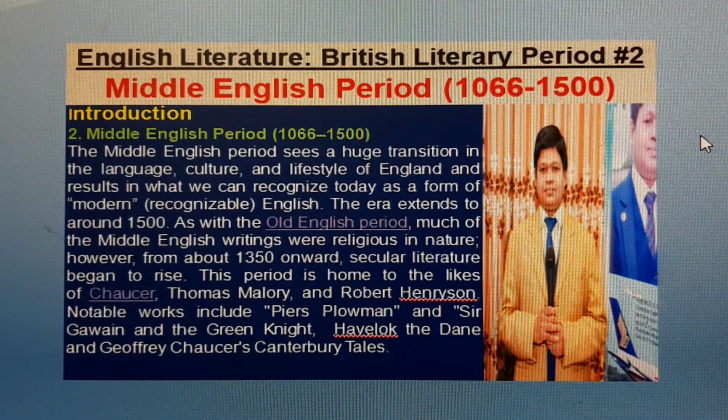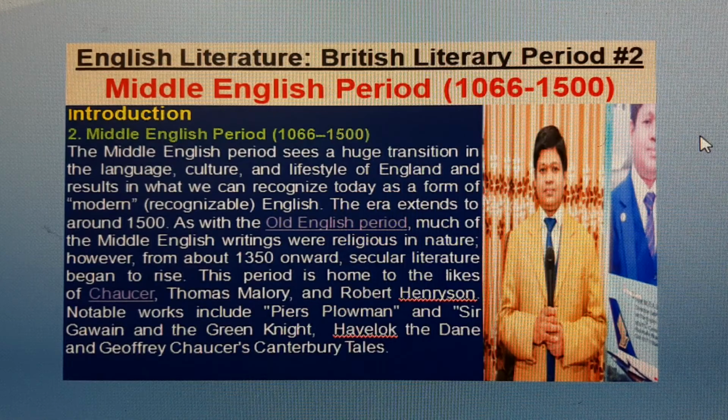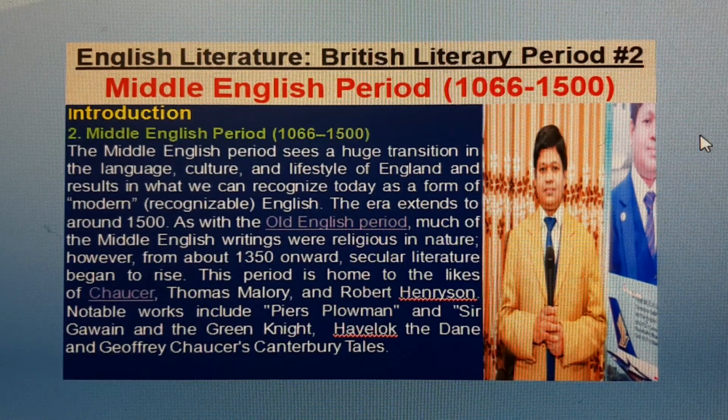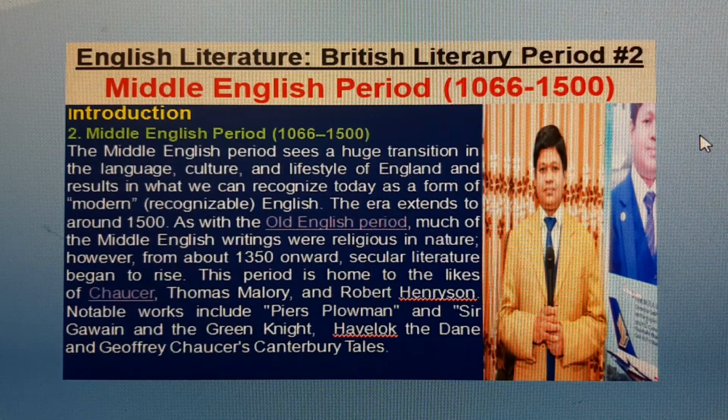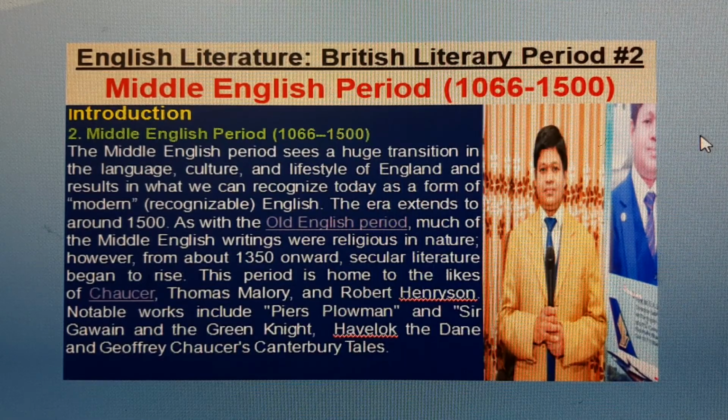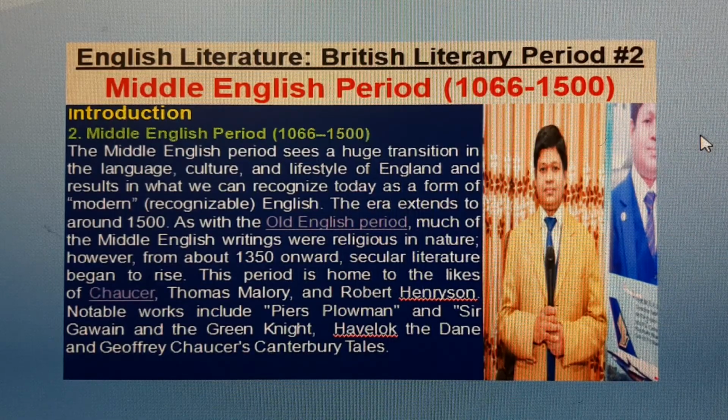The Middle English period, 1066 to 1500. The Middle English period sees a huge transition in the language, culture and lifestyle of England and results in what we can recognize today as a form of modern recognizable English. The era extends from around 1066 to 1500.